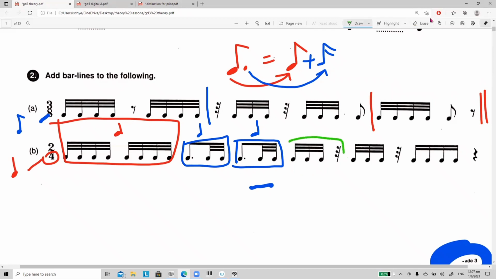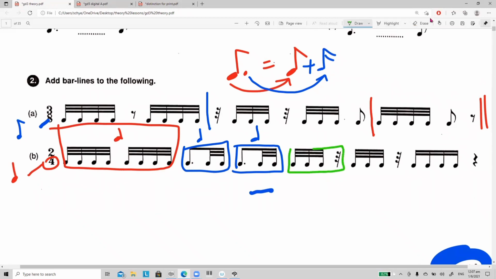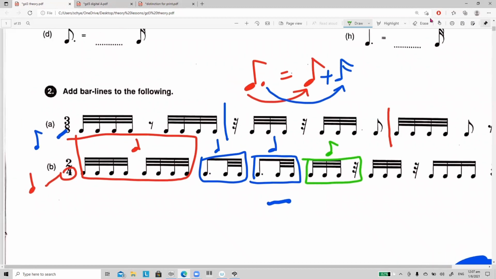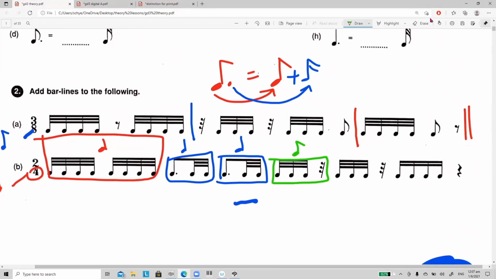This 4 demi-semi-quiver here will consist of another half count. So this is another half count. This whole group will be another half count. Okay, so let's look for the answer. We need 2 crochets. So this is 1 crochet, 2 crochets. So your bar line is here.